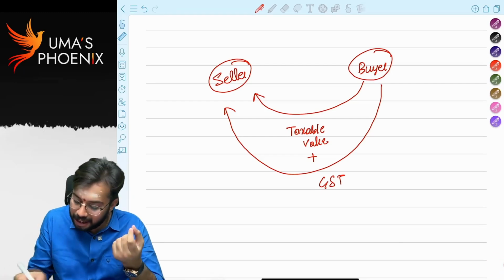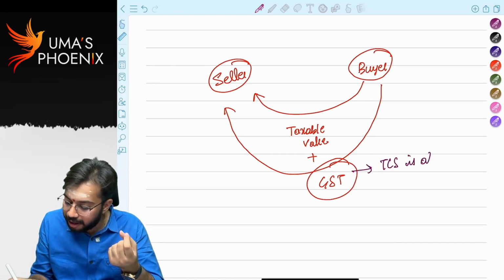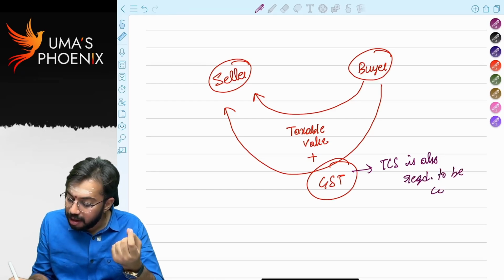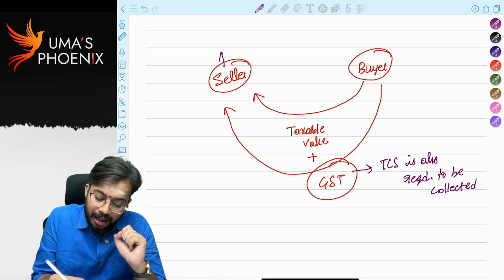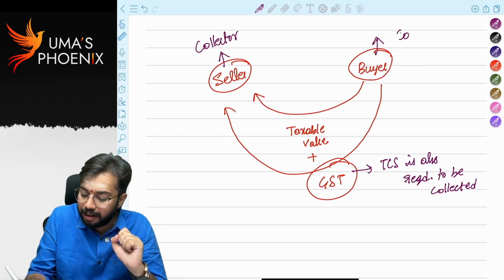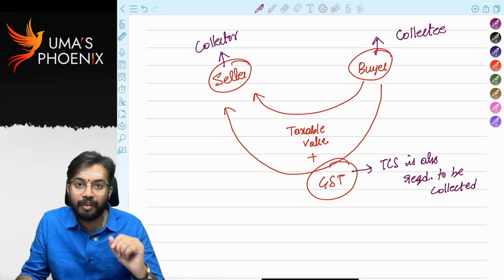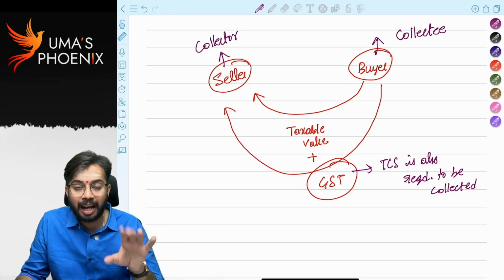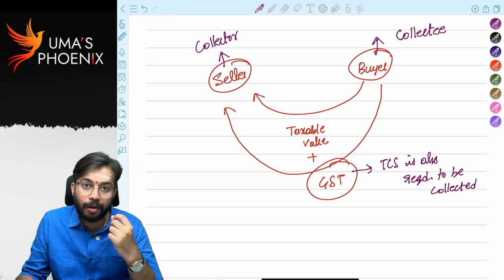Just like how GST is collected, in the same way TCS is also required to be collected. Are you able to understand? So who will collect TCS? Seller will collect TCS. From whom TCS will be collected? From buyer TCS will be collected. So we call seller as collector. We call buyer as collectee. Okay. Just like how GST will be collected from the buyer additionally along with the taxable value, similarly, along with the taxable value, additionally TCS will also be collected from the buyer or collectee.